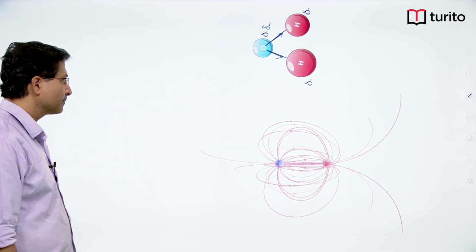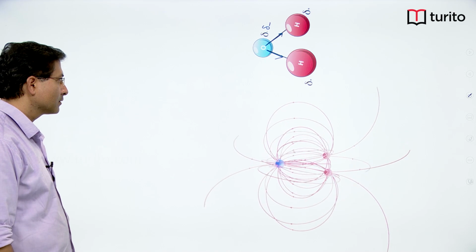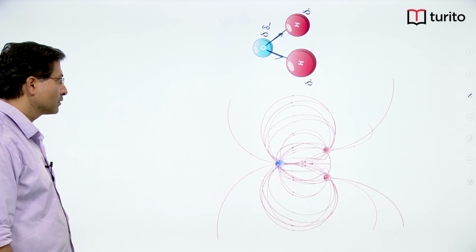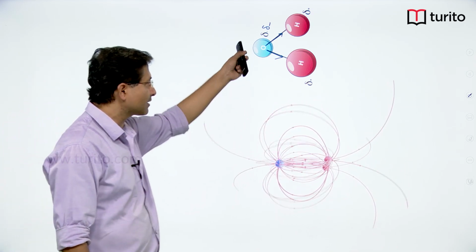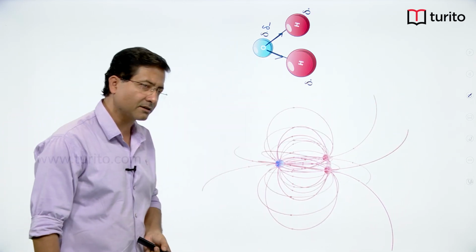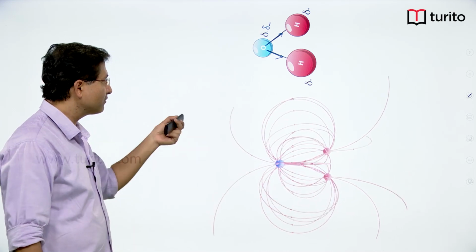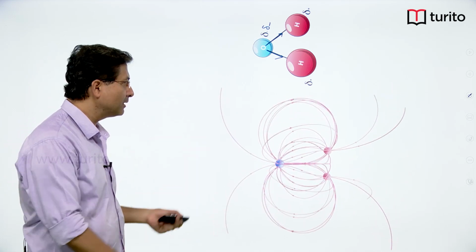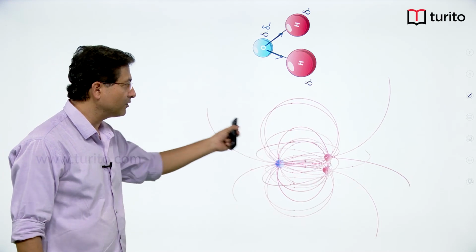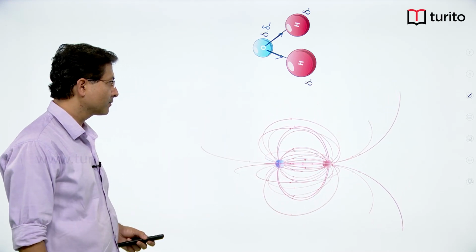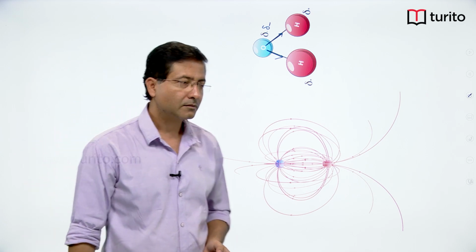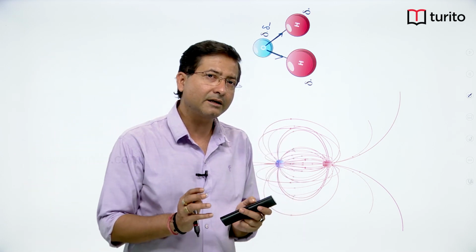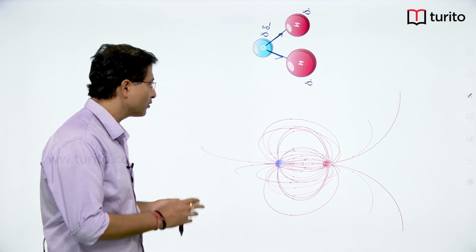Let us see once again. It will be a little more complicated because there is a combination of 3 charges, 2 positive and 1 negative. So the field will be a little more complicated, but this would be the field pattern in space due to the water molecule. Now here we are interested in dipoles only, so we will talk about the dipole.